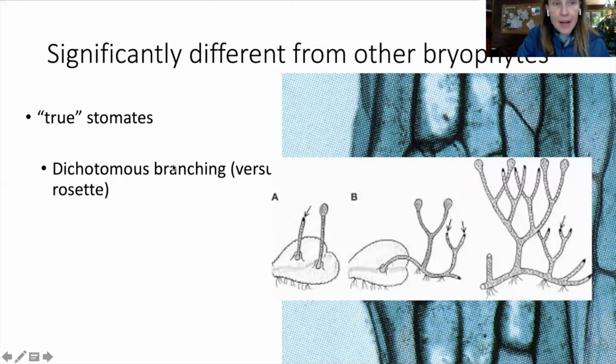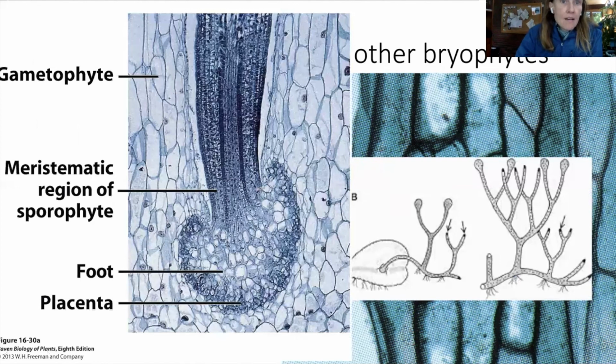The other thing this group has is they have dichotomous branching versus rosette branching, right? And this is similar to earliest land plants, this dichotomous branching. And they have a meristematic region of the sporophyte. So this is very similar to the sporophytes we showed you before, right? It's in the archegonium, you've got the placenta, you've got the foot, you've got the seta, here's the sporophyte developing, but this one maintains meristematic tissue at the base of the seta. It doesn't fully differentiate like it does in other mosses. So this means the sporophyte can keep growing as long as conditions are good.